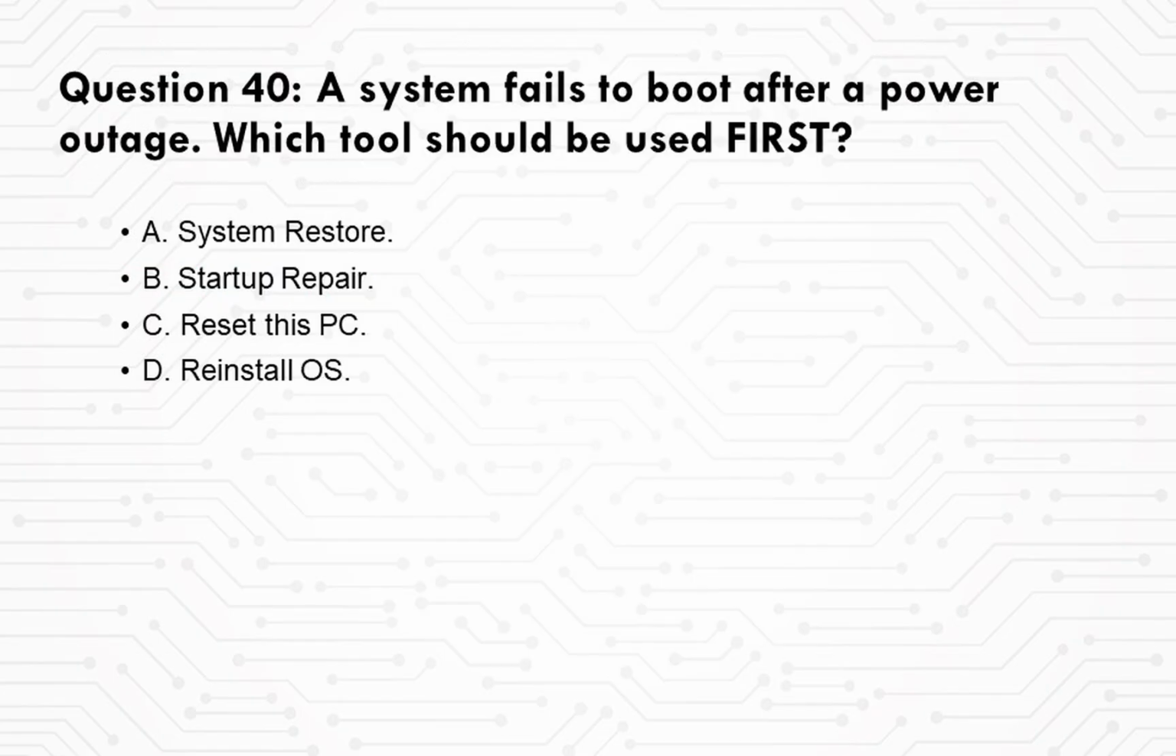Question 40. A system fails to boot after a power outage. Which tool should be used first? A. System restore. B. Startup repair. C. Reset this PC. D. Reinstall OS. Answer: B. Startup repair fixes boot-related issues automatically.